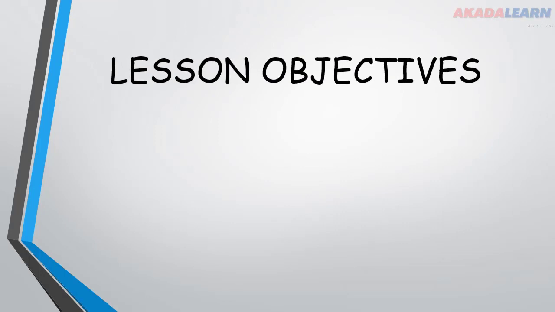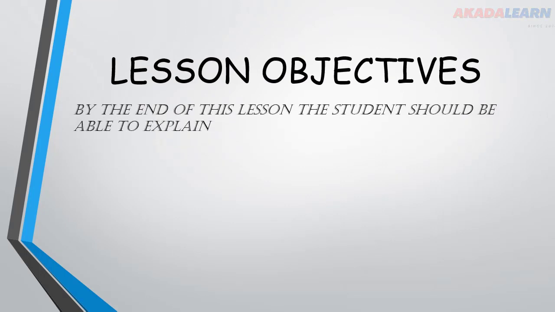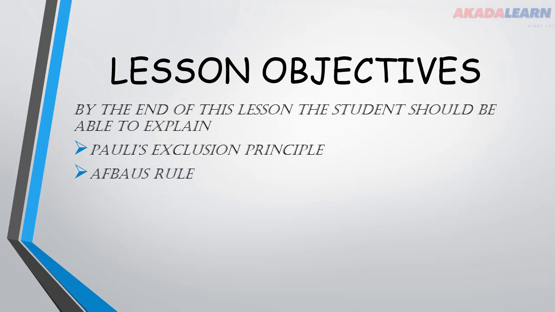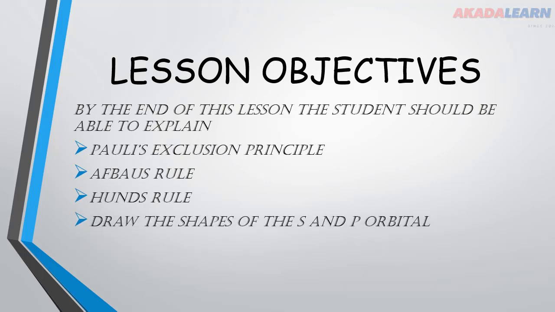Let's now take a look at our lesson objectives. By the end of this lesson, the students should be able to explain Pauli's exclusion principle, Aufbau's rule, Hund's rule, and then draw the shapes of the s and the p orbitals. Explain Bohr's model of the atom.